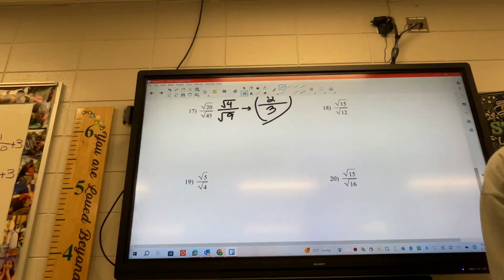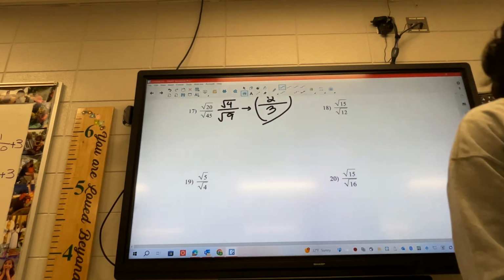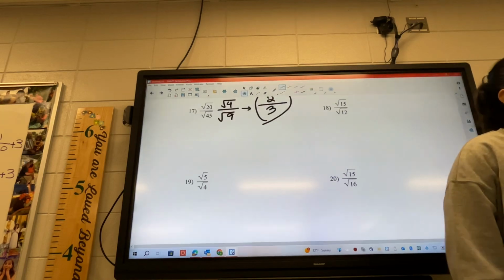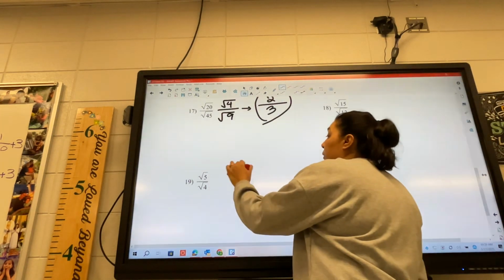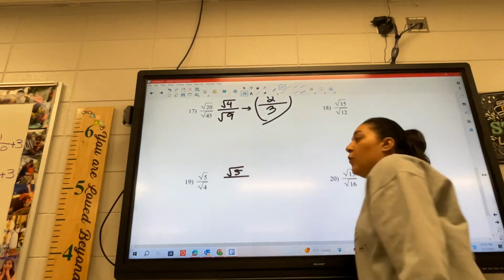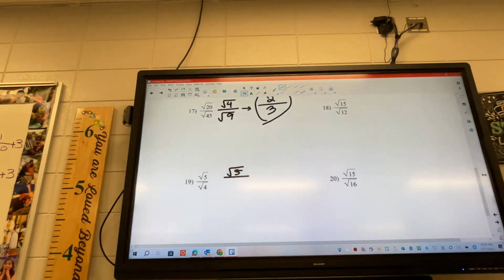Okay, 5 over 4 is still 5 over 4. What does 5 become? It's still 5, right? 2, 3, 5, 7. So 5 is going to stay square root of 5. What about the 4? What does the square root of 4 become? 2.